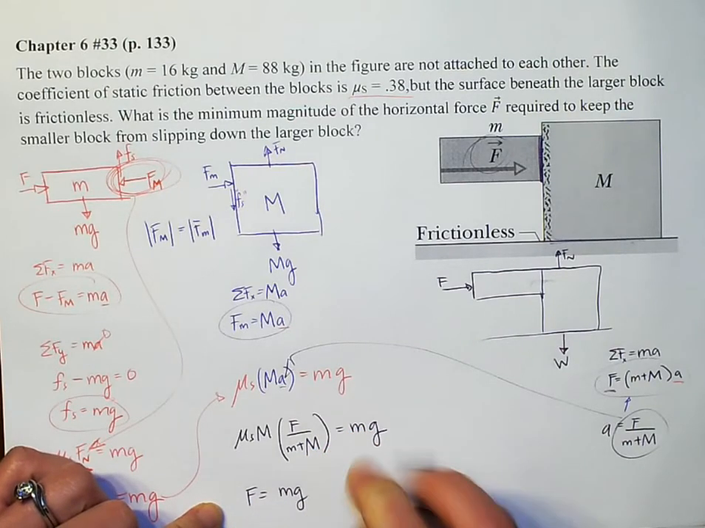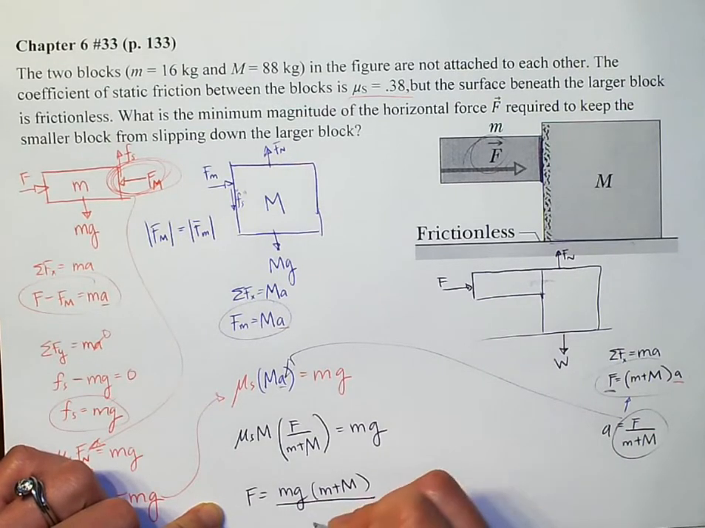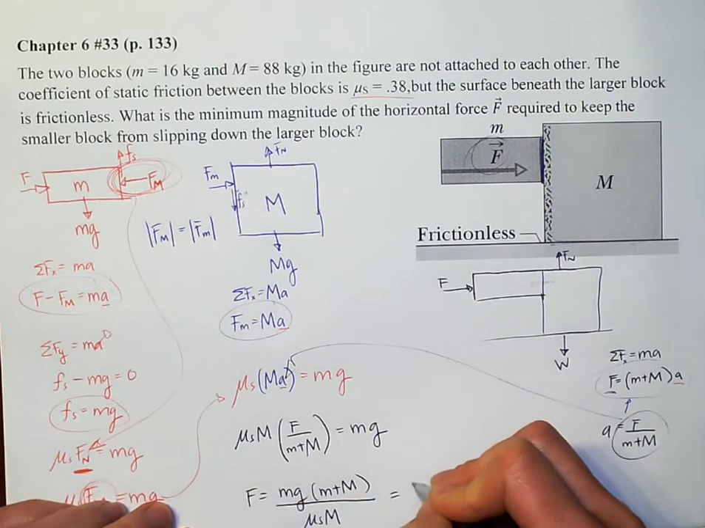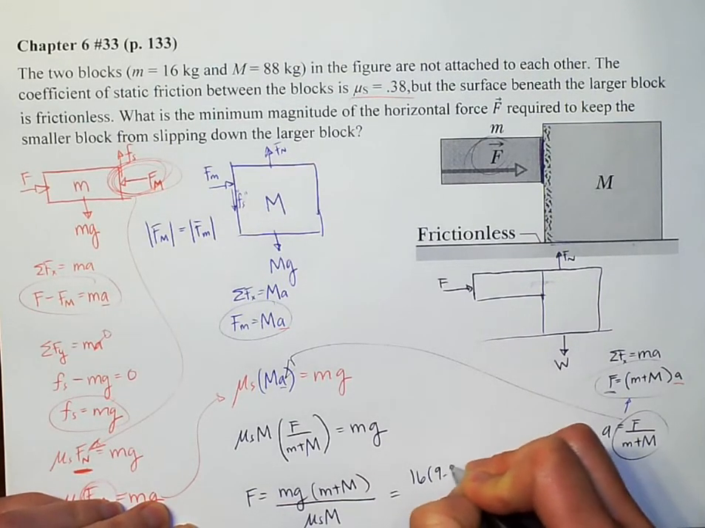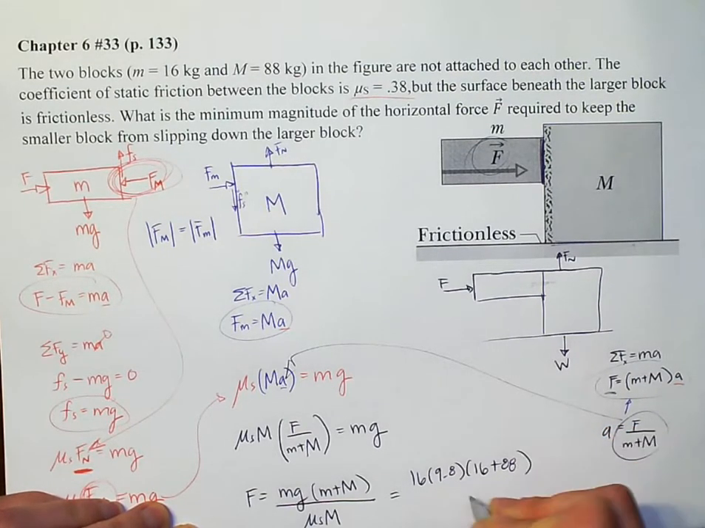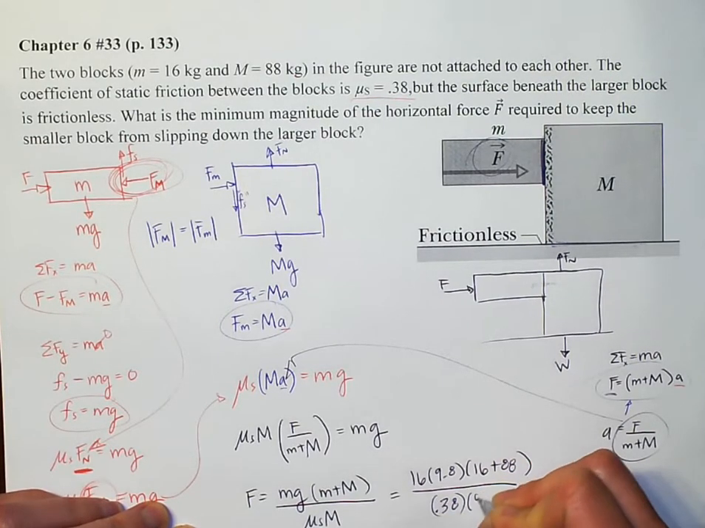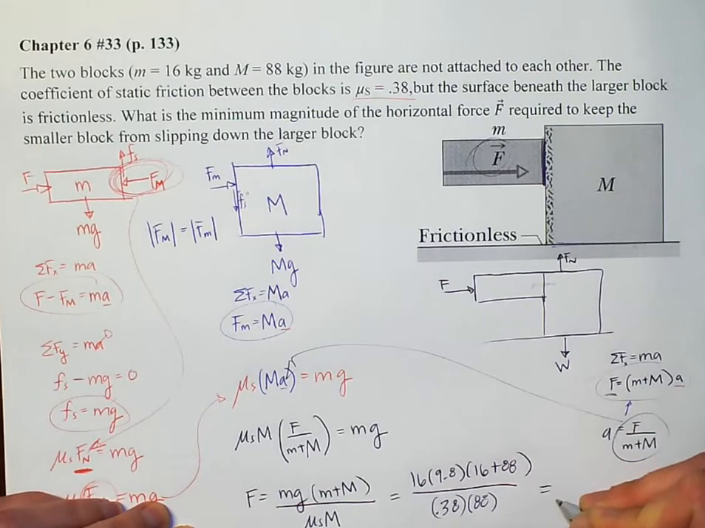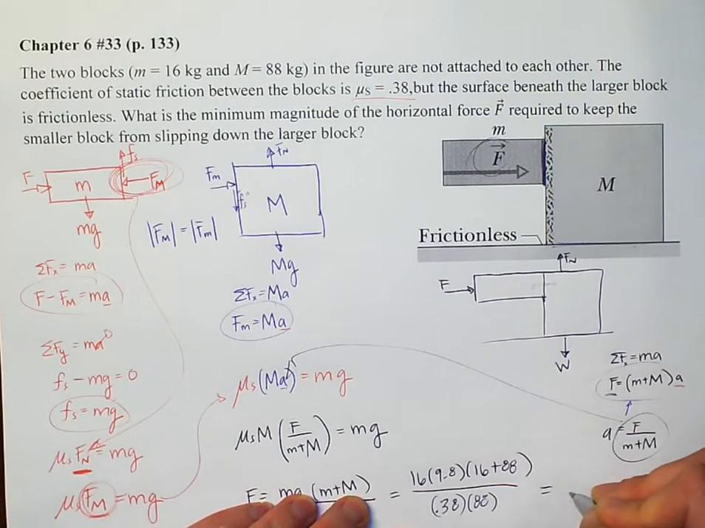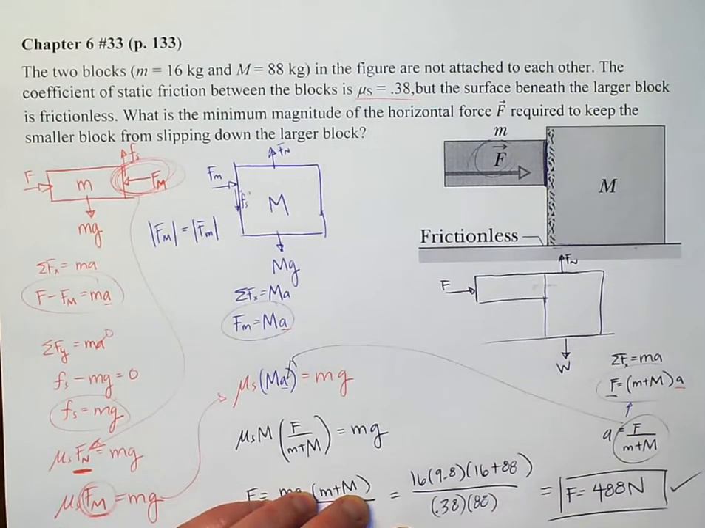So F equals mg times (M plus m) over mu s times capital M. Now if I were to plug some numbers in there, I have 16 times 9.8 times (16 plus 88) all over 0.38, that's our mu that was given, times 88. And if you plug this into your calculator, you will find out that your force equals 488 newtons. And we did it.